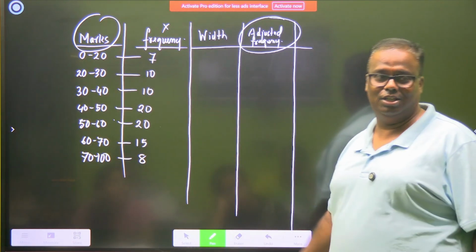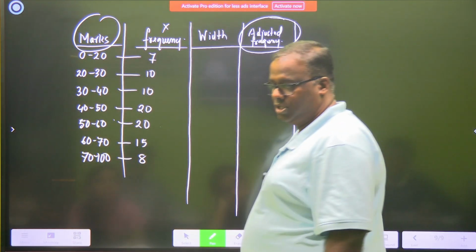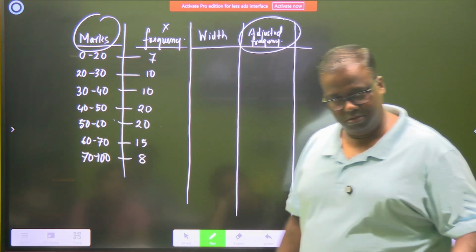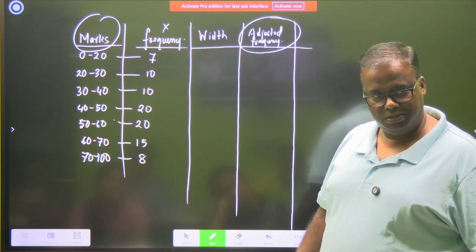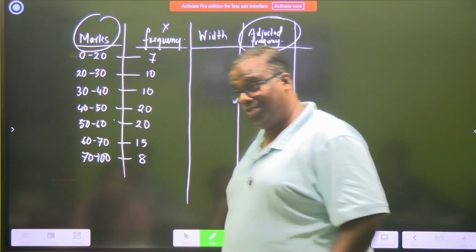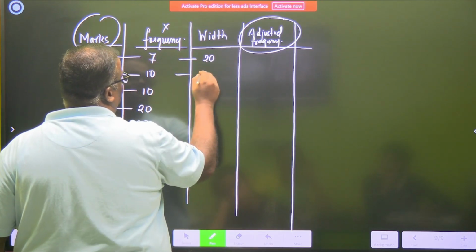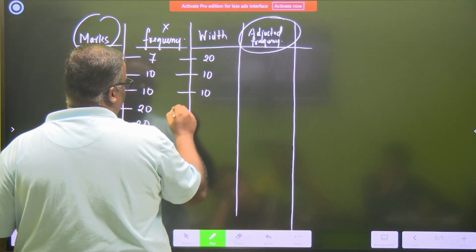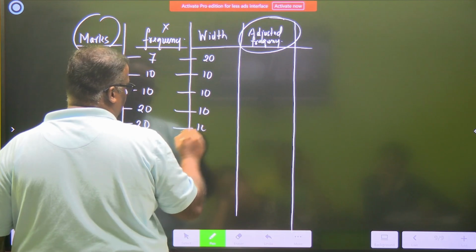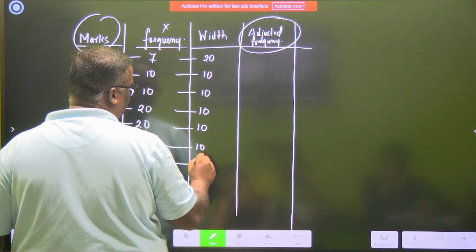एक बार किताब खोल के प्रॉब्लम को देख देख के करने से ना आप सीखोगे नहीं. यहाँ पे नजर रखिए. आइए, इसमें विड्थ कितना है? 20. इसका विड्थ कितना है? 10. इसका विड्थ है 10. इसका विड्थ कितना है? 30.